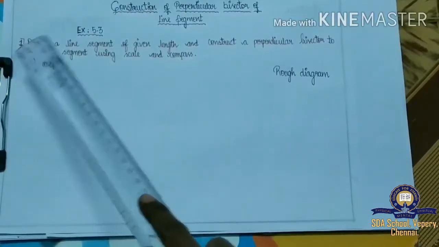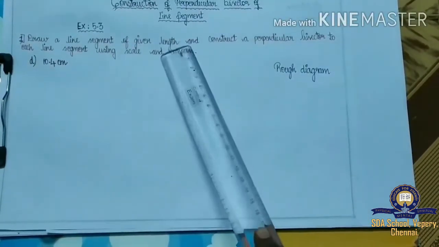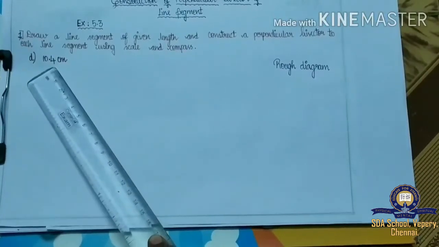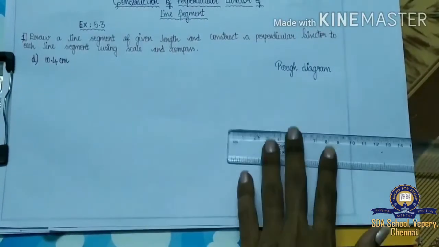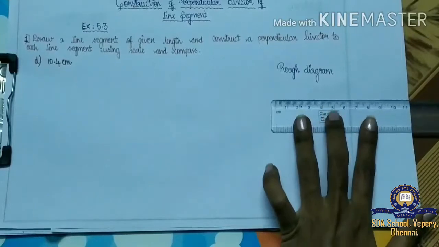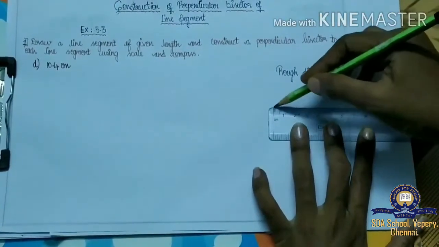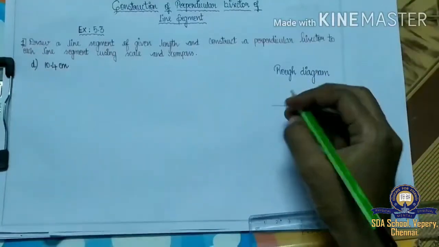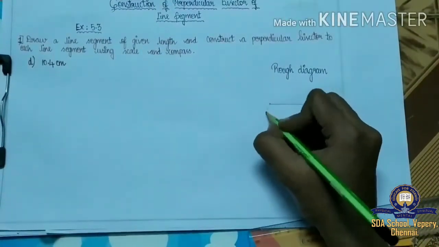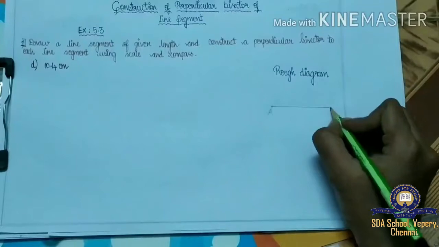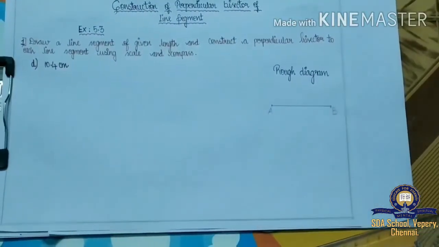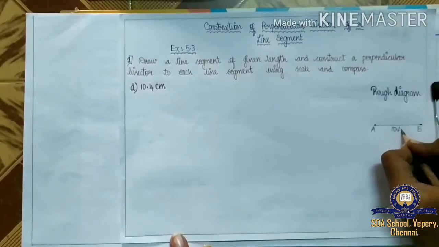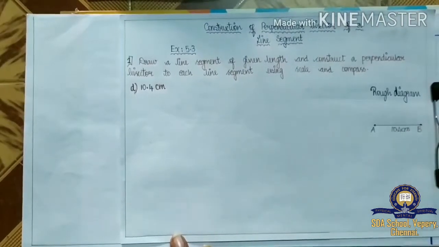Draw a line segment of the given length. The given line segment is 10.4 centimeter. So we will draw roughly 10.4 centimeter and we will name it as A and B. And next, write 10.4 centimeter.